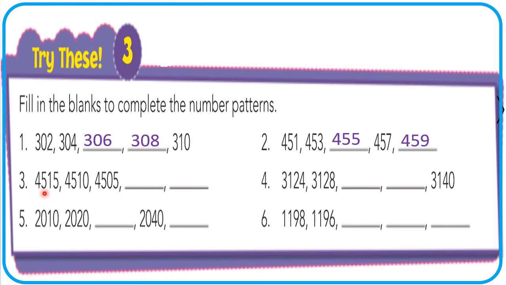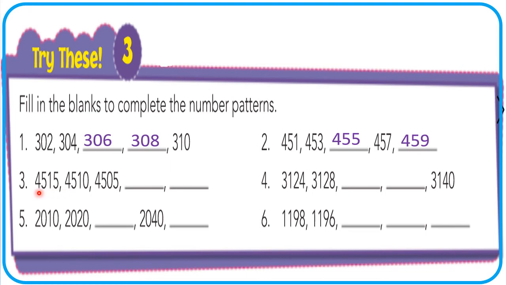Coming to question number 3 here, this is 4515. Second number is 4510, and third number given here is 4505. If we observe these three numbers, these are in decreasing order. And in what steps they are decreasing? So we notice that the second number is less than first number by 5, or I can say, if you subtract 5 from first number, you will get the second number.